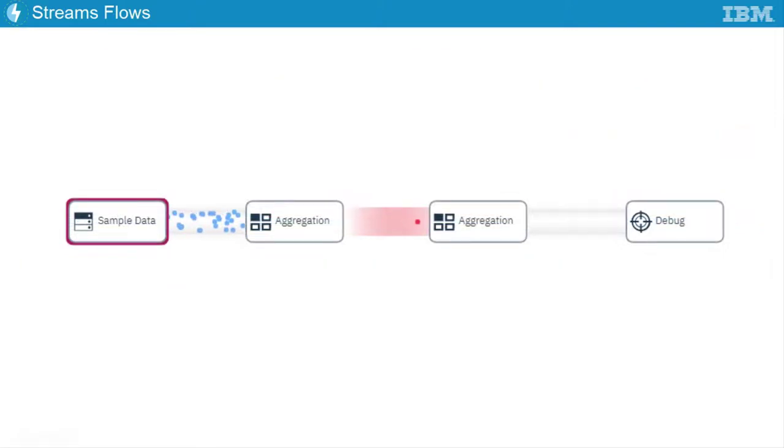With Streams Flows, you can access and analyze massive amounts of changing data as it is created. Regardless of whether the data is structured or unstructured, you can leverage data at scale to drive real-time analytics for up-to-the-minute business decisions.